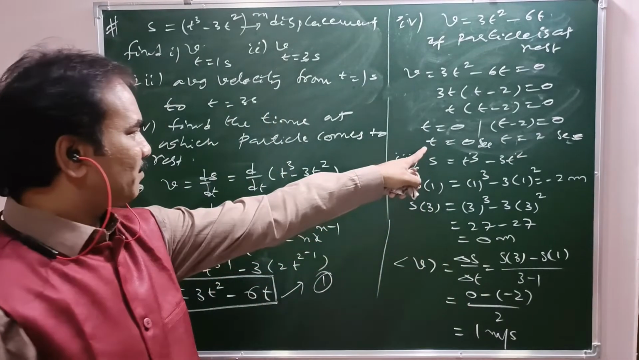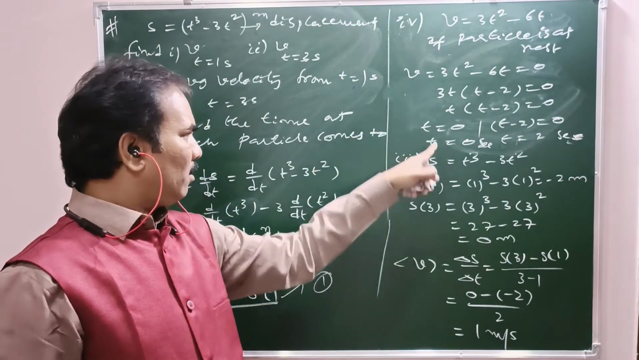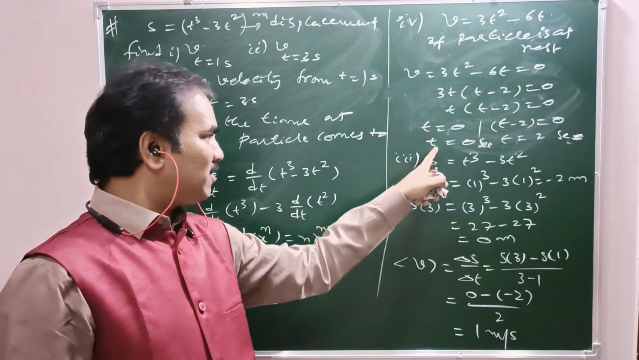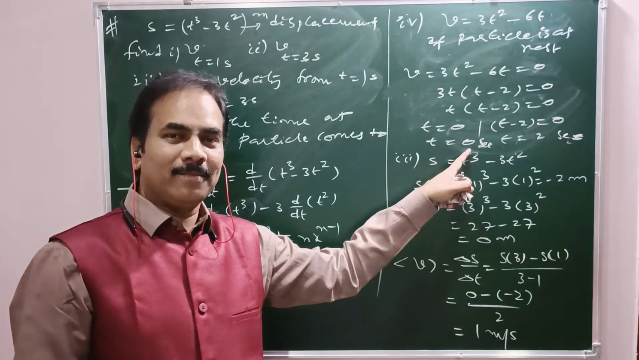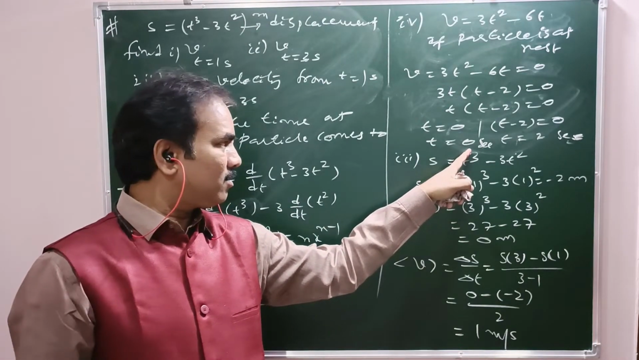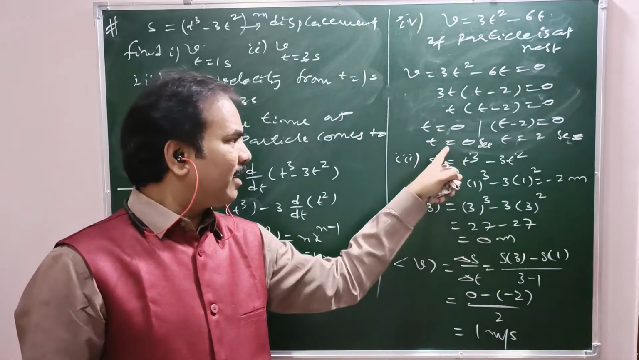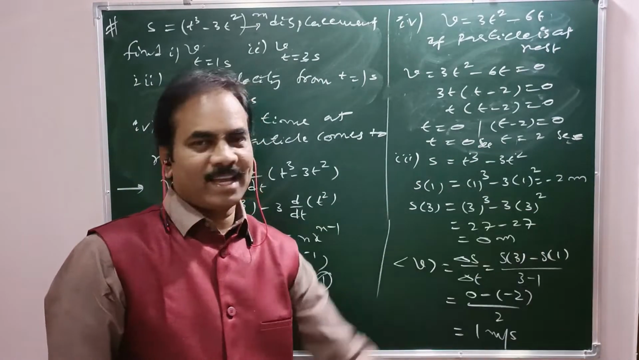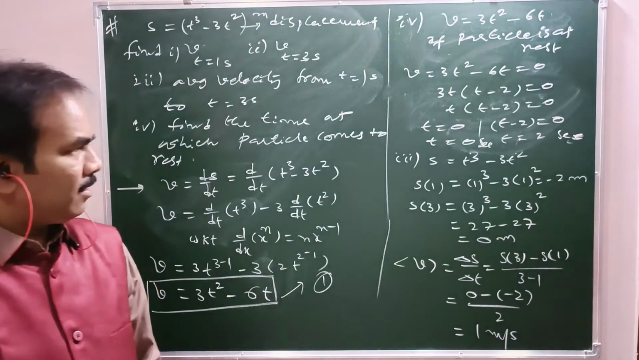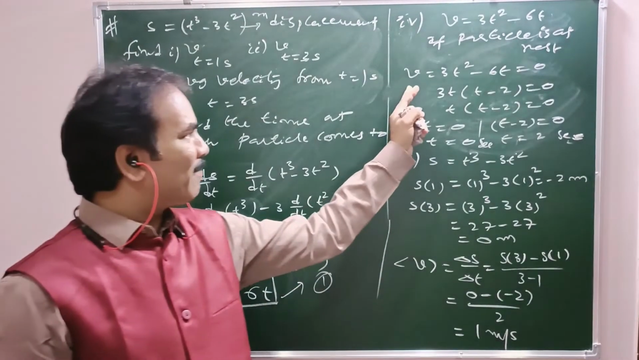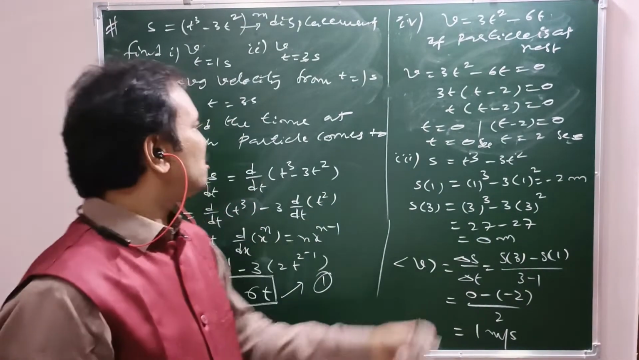So initially, when t equals 0, the particle is at rest. Otherwise at t equals 2 seconds. At the end of the second second, the particle also comes to rest. That is the question. Am I right?